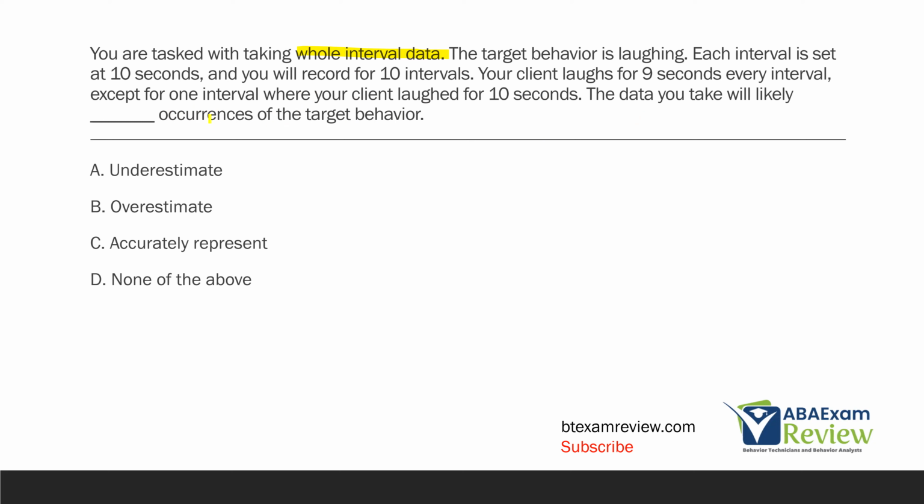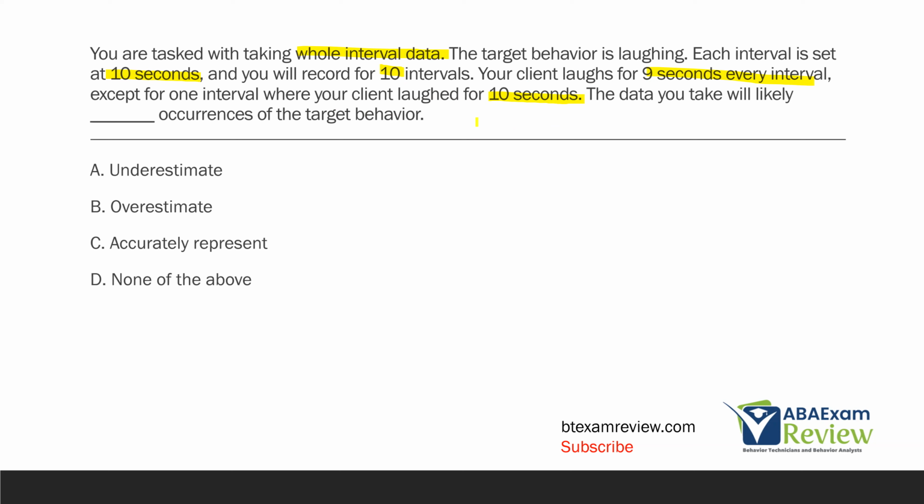Now, in whole interval data, when do we record a response? A response is recorded only if that response occurs the entire interval. So we know each interval is set at 10 seconds, meaning for every interval, for 10 seconds, that behavior has to occur the entire time, or else we don't record a response. So in this case, the client laughed for 9 seconds every interval, except for one interval where the client laughed for 10 seconds. If we have a total of 10 intervals, how many intervals did the behavior occur according to the data? Well, only one, because for only one interval did the behavior happen the entire time. And that is how we take whole interval data.